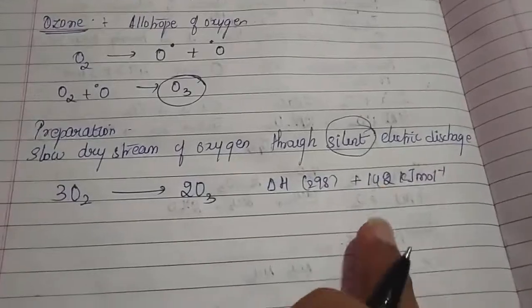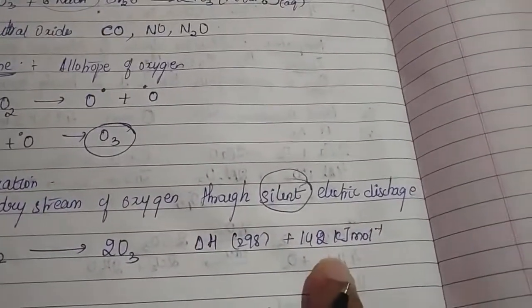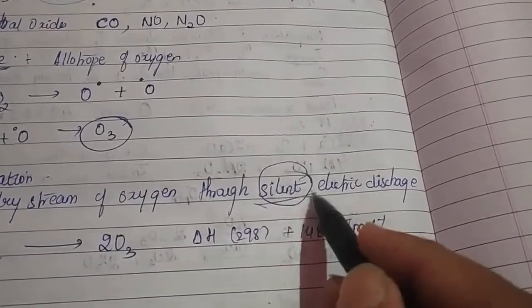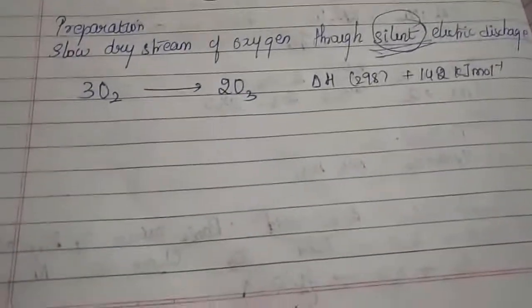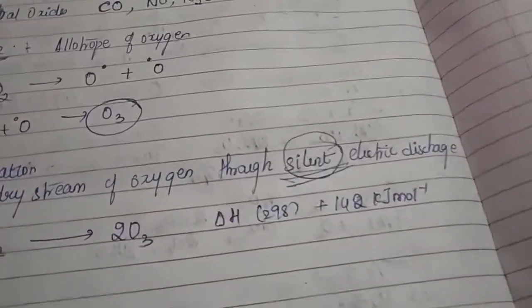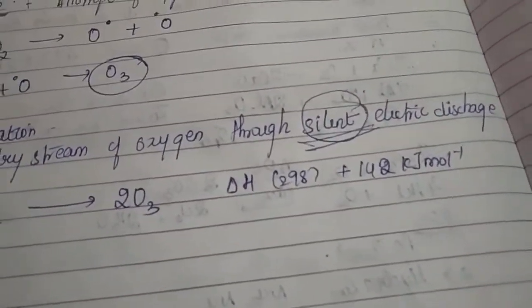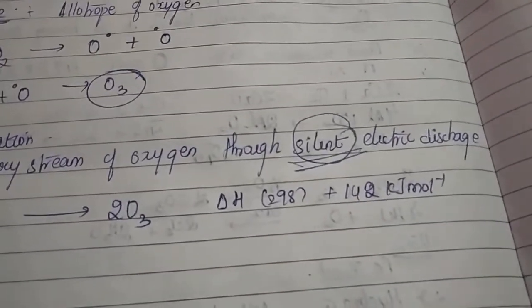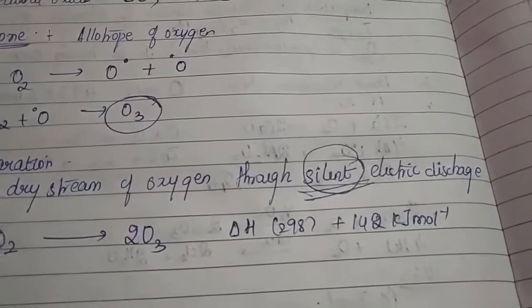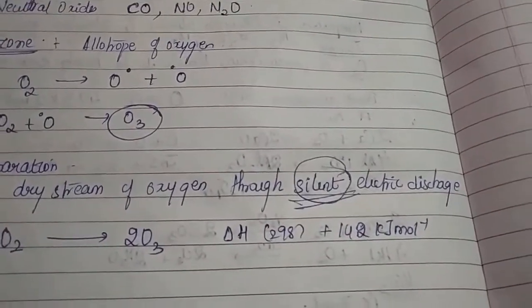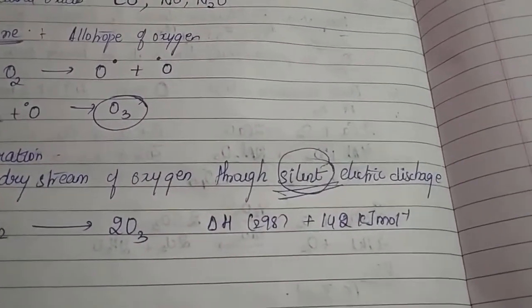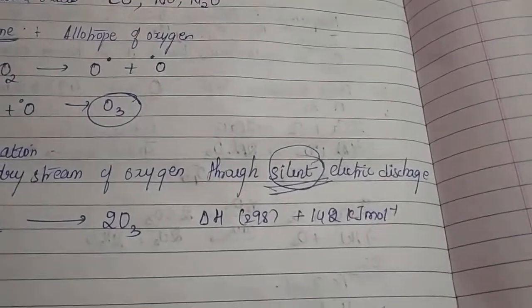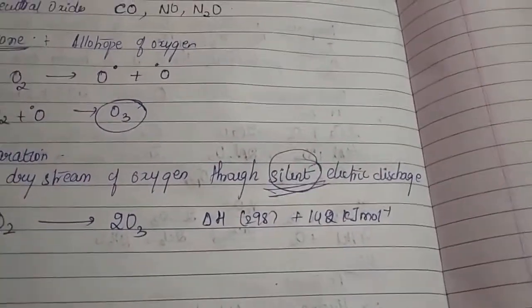So because this process is endothermic, we will be using silent electric discharge. Since the process of the conversion of your dioxygen to ozone is an endothermic process, that is plus some x kilojoules per mole. In this case x is 142, which you could see in the note part. So that is the reason, since it's an endothermic process, we are using a silent electric discharge.